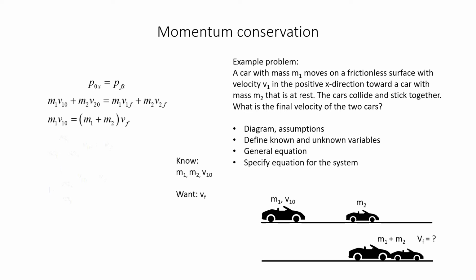Now we'll specify this general equation for our system. m2 v20 goes to 0 because car 2 is at rest initially, so we have m1 v10 equals (m1 plus m2) v final. We've combined the two masses because they stuck together, and we can just call the final velocity v final instead of designating v1 final and v2 final.